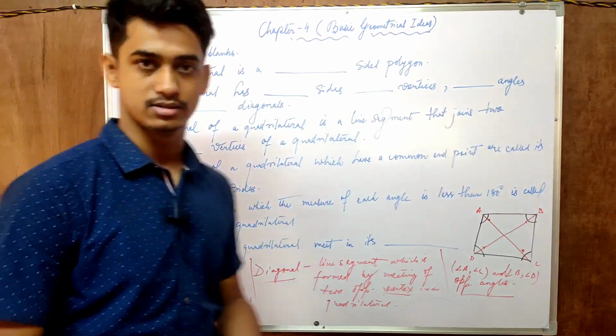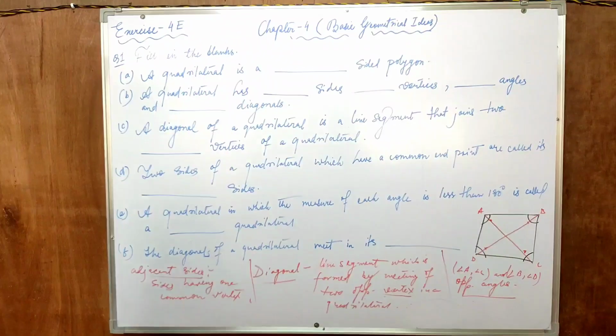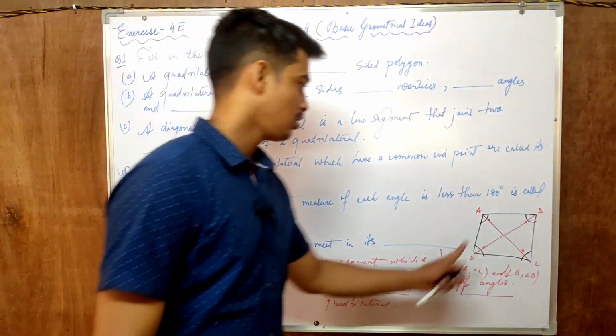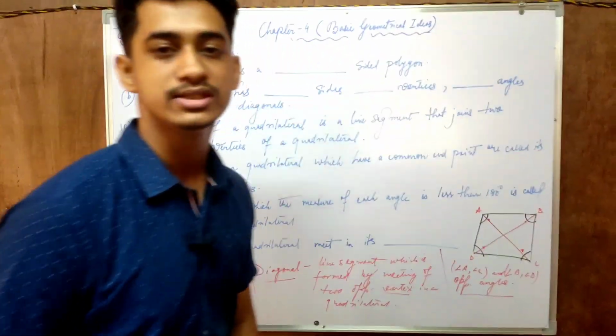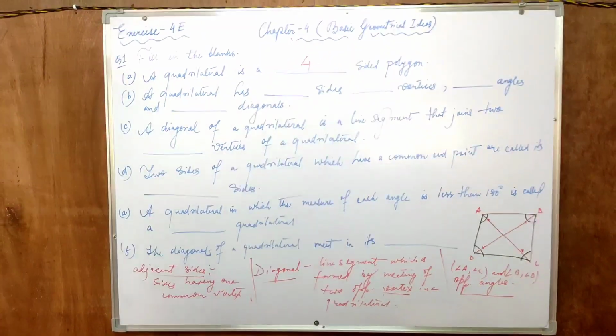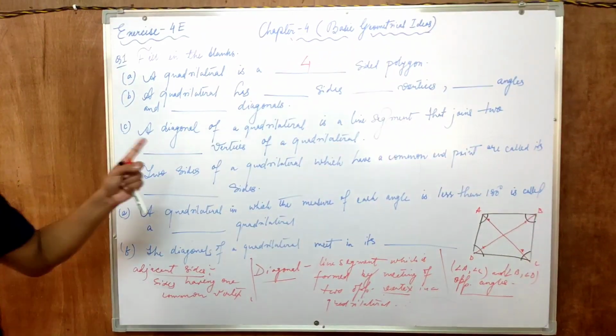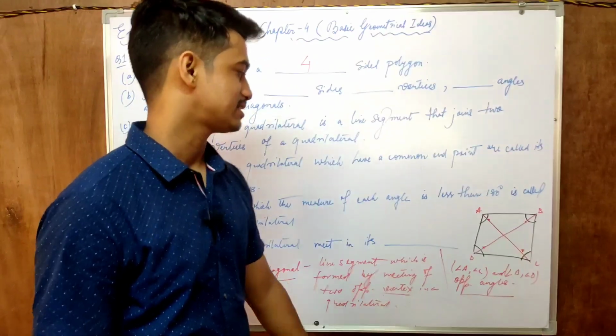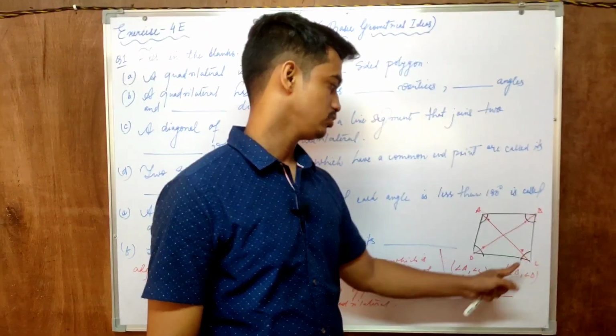So what is the first answer? Now tell me. A quadrilateral is a 1, 2, 3, 4 four-sided polygon. Done. Now after that, the second question: a quadrilateral has dashed sides. How many sides are there? 1, 2, 3, 4.